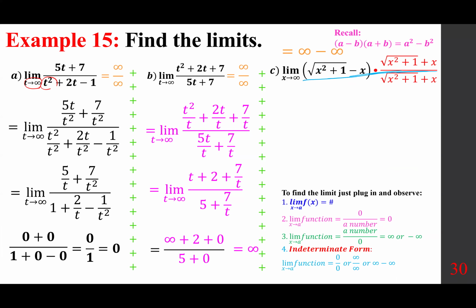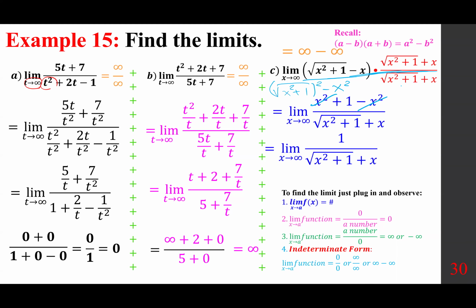the denominator remains as square root of x squared plus 1 plus x. The numerator becomes a squared minus b squared. So the square root of x squared plus 1 quantity squared comes out, and these two cancel each other. And now if you plug in infinity, you do get infinity here, and the answer is 0. Again, indeterminate form, anything can happen.